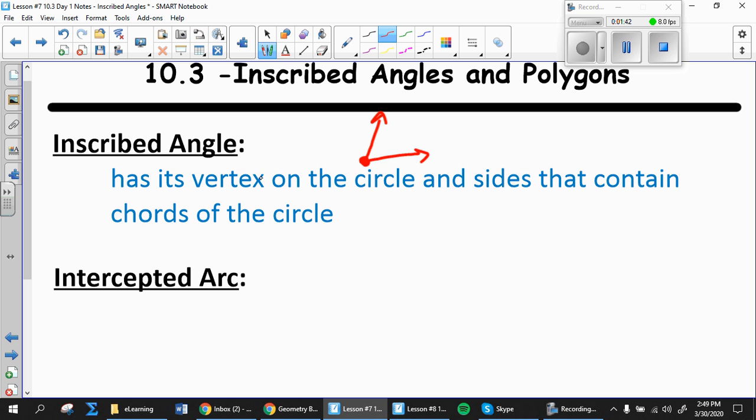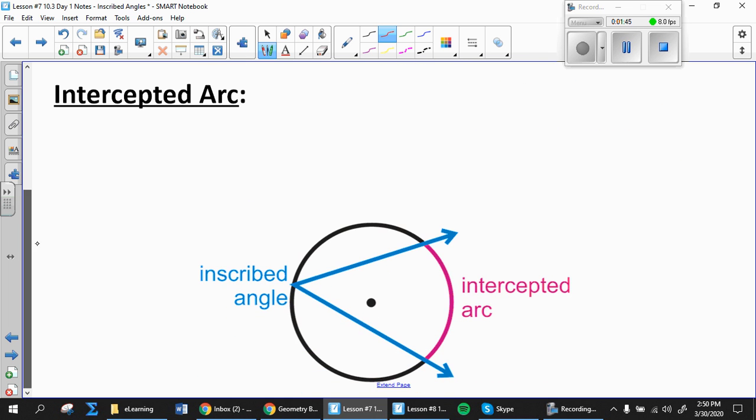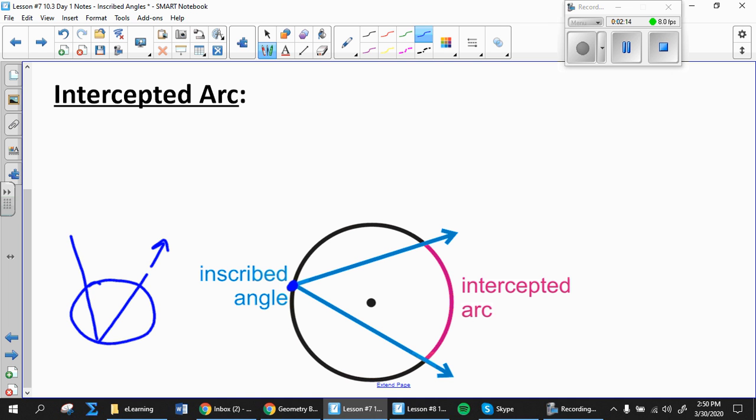Okay, so it has this vertex on the circle and the sides of the angle contain chords of the circle. So if we go down here and look at our picture, this blue angle here is our inscribed angle. Because if we look here, the vertex of this angle is on the circle. And then we have these rays, these sides, that are creating chords of our circle. So if I go over here, I draw a circle, and I put this angle right here, that is also an inscribed angle. It's got its vertex on the circle.